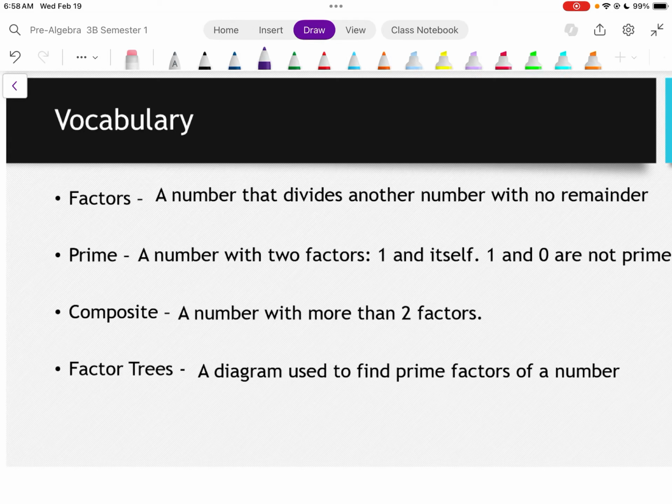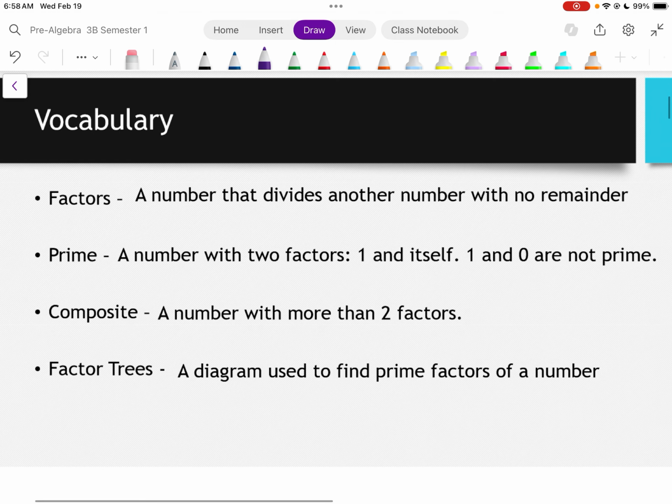Okay, so next for our factors, you want to make sure you go ahead and write these vocabulary words down. So if you want to pause it and copy them, you can. So the first part, a factor, is a number that divides another number with no remainder. So 3 would be a factor of 12 because 12 divided by 3 equals 4, which is a whole number, so that would be a factor.